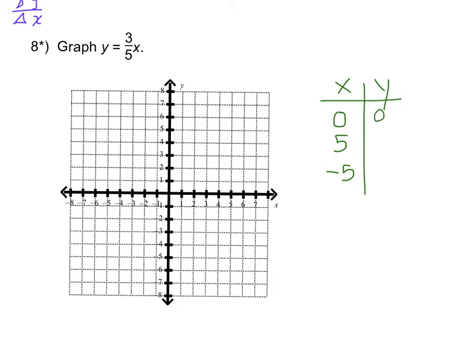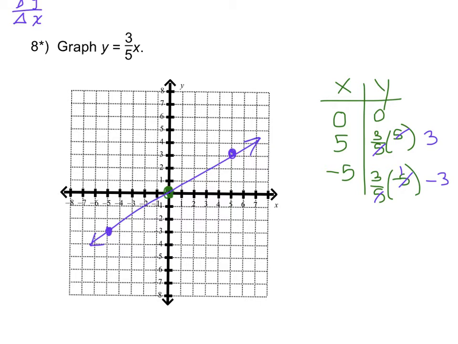Because when I go to plug in, 3/5 times 0 is just 0, so I know I'm going to go to 0, 0. When I plug in 5, it's 3/5 of 5. Well, 5 divided by 5 is 1, and 1 times 3 is just 3, so 5 comma 3 is a point. That would be right here. And then when I plug in negative 5, I get 3/5 times negative 5. 5 divided by 5 is 1, negative 1 times 3 is negative 3, so negative 5 comma negative 3, which is right here. Now I have the line that I can connect the dots to, and that's the graph.